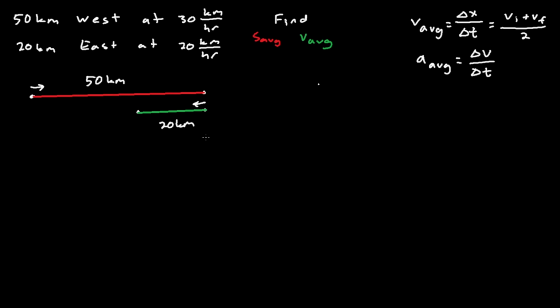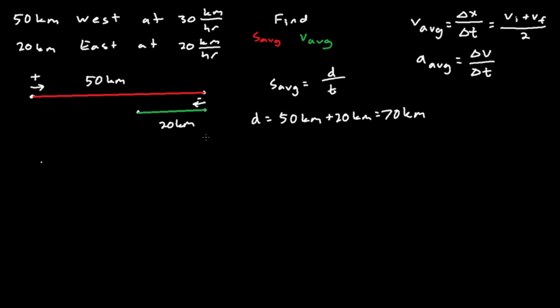Let's find the average speed first. Remember, average speed is defined by distance over time. So how much distance did you travel? You traveled 50 kilometers to the right, and let's associate right with the positive direction, and this is negative, and you traveled 20 kilometers to the left. Since you're finding average speed, you only care about distance, which is a path function, so you just add 50 kilometers plus 20 kilometers. That's equal to 70 kilometers as your total distance traveled.